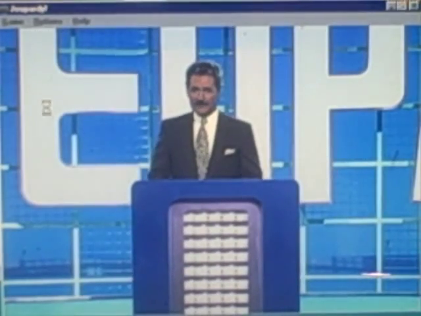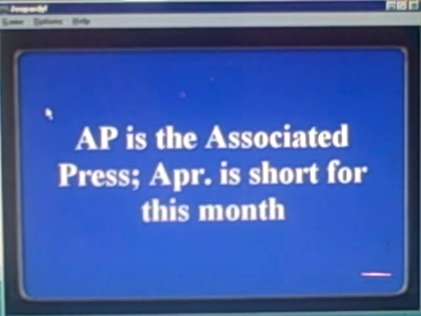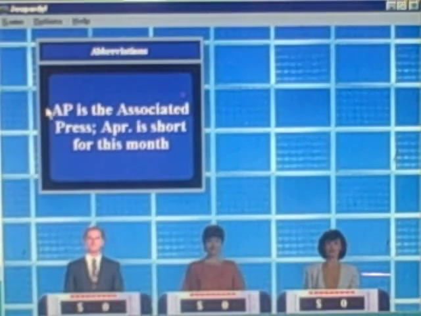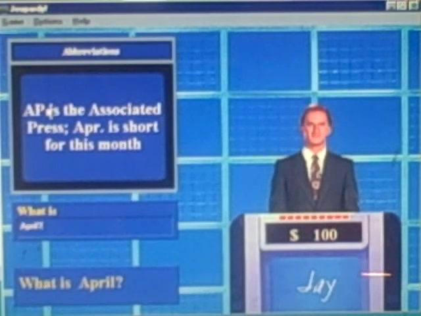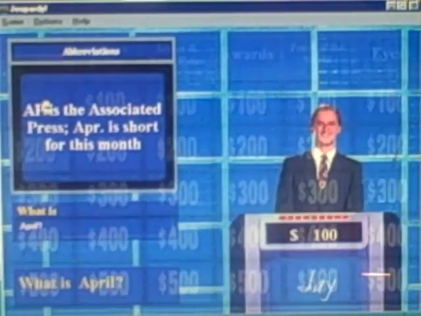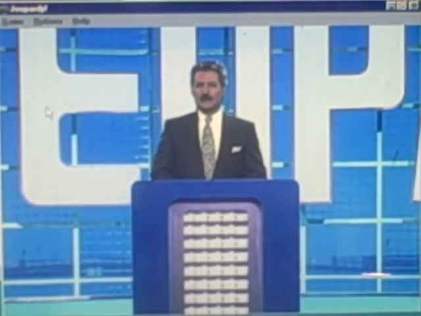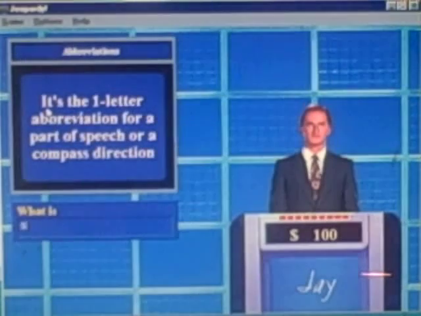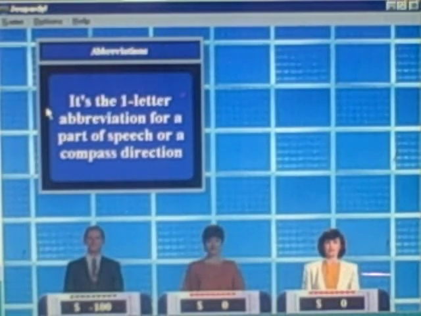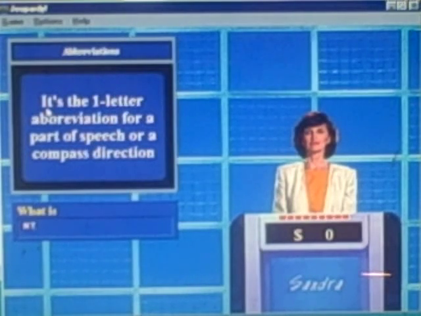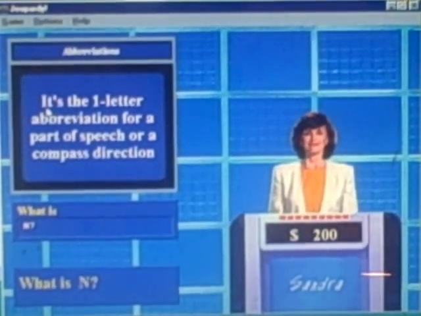AP is the Associated Press. APR is short for this month. What is April? Yes, that's correct. 200. It's the one-letter abbreviation for a part of speech or a compass direction. What is S? I'm sorry, no, that's wrong. What is N? Yes, that's correct.